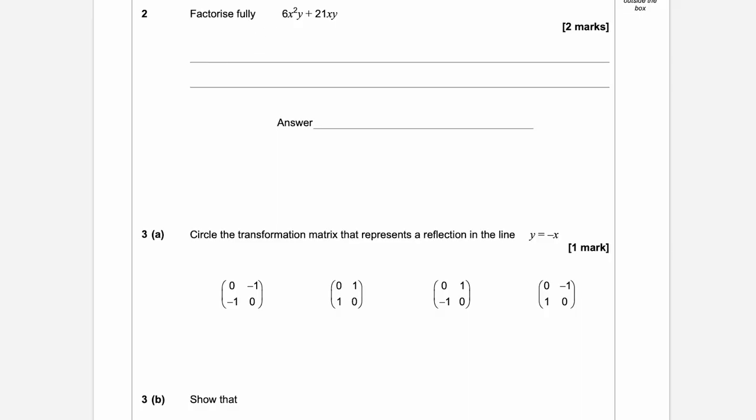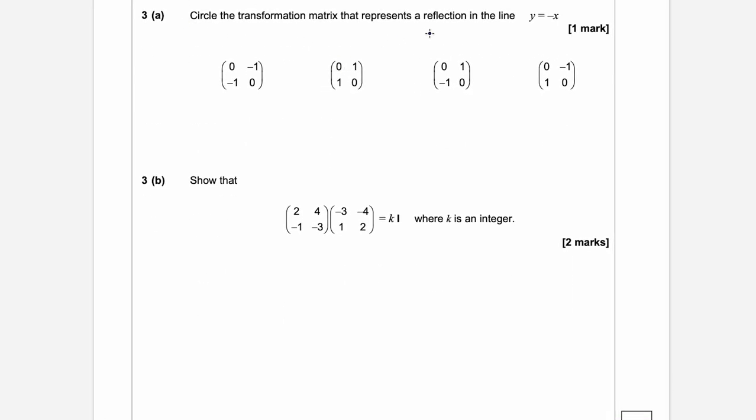Factorize fully 6x squared y plus 21xy. So I can take out, guys, common factors 3, an x, because there's an x in both, and a y. Then here I have to put 2, because 2 times 3 gives me the 6, and another x, because x times x gives me x squared. No need for a y, because I just have one y and it's here. And then over here I have plus 7. No need for any letters, because 7 times this gives me 21xy. And that's it.